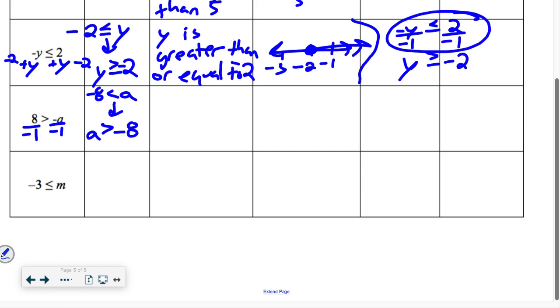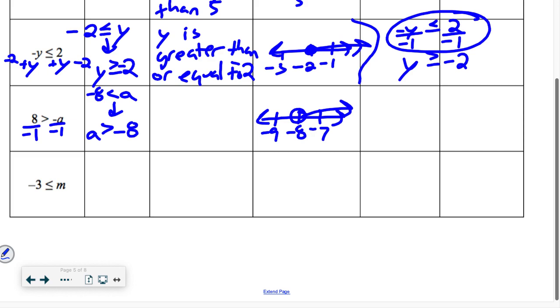Okay? And again, at this point I'm going to skip writing it in words. I'm going to go right to the number line real quick. So here's negative 8, here's negative 7, here's negative 9. Negative 8 gets an open circle and an arrow to the right.